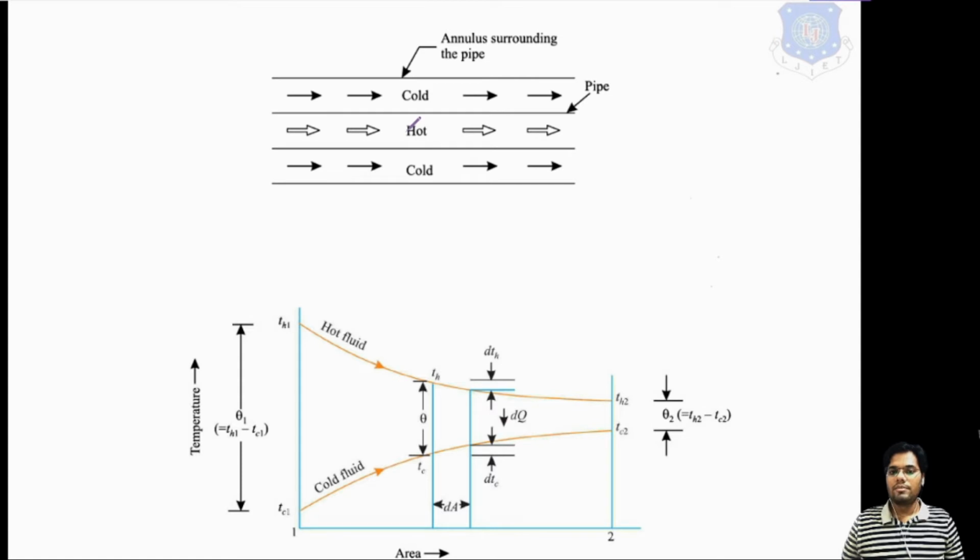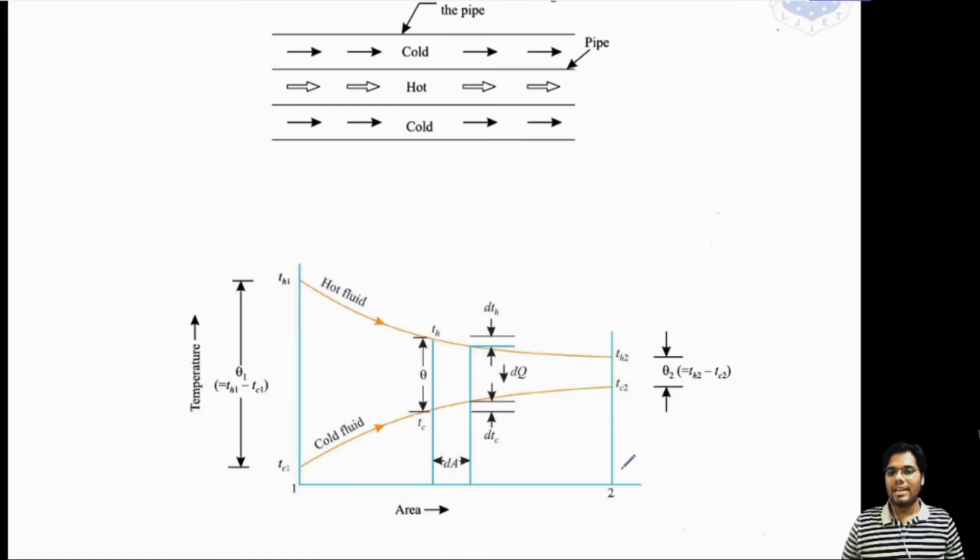From this flow arrangement, if we draw the temperature versus area diagram, where Th1 is the inlet temperature of hot fluid, Th2 is the outlet temperature of hot fluid, Tc1 is the inlet temperature of cold fluid, and Tc2 is the outlet temperature of cold fluid. From the figure we can see that as we move towards the outlet, the temperature of hot fluid decreases gradually and the temperature of cold fluid increases gradually.